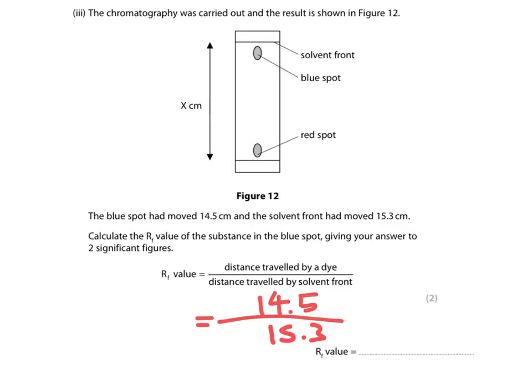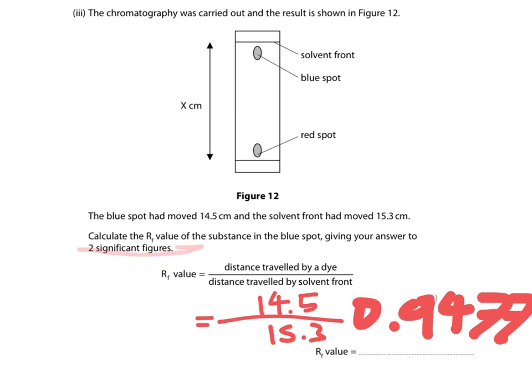We've got the distance travelled by the dye, 14.5, divided by the distance travelled by the solvent front, 15.3, and that's going to give us our RF value. So we put that into the calculator, and we get 0.9477. Now, 0.9477 is not our answer, because the question has asked us to give our answer to two significant figures.